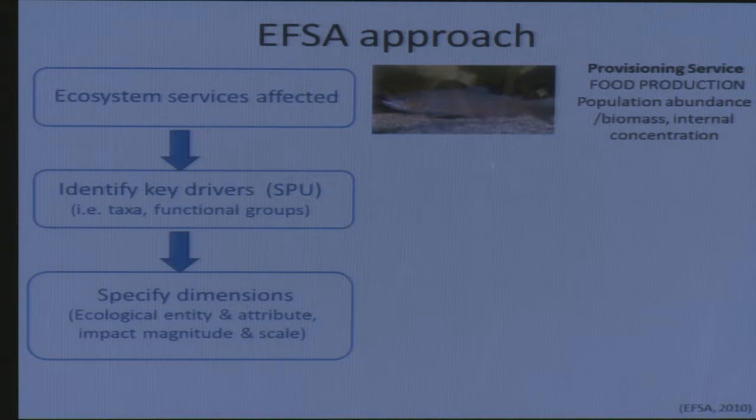So a couple of examples. Let's think of a provisioning service, food production by fish in edge of field water bodies. Obviously, fish are the key drivers, the fish that we eat, so particular species of fish. What we're interested in protecting is the abundance of populations of fish, abundance of biomass. But because we eat them, we're also concerned about internal concentrations of toxins.